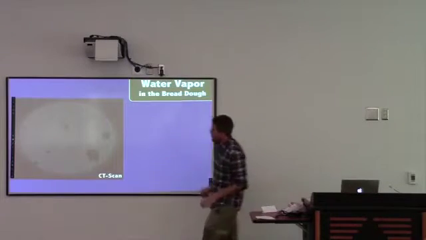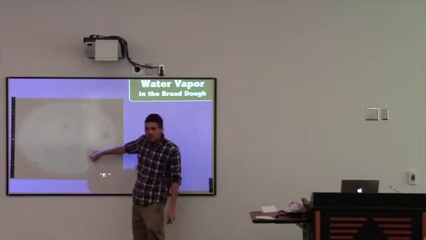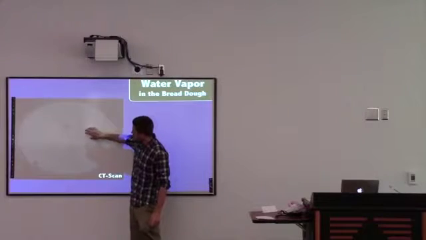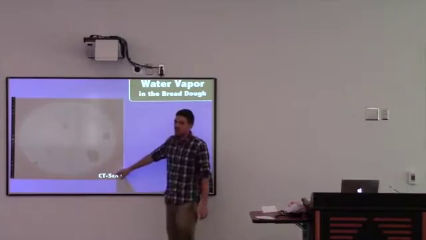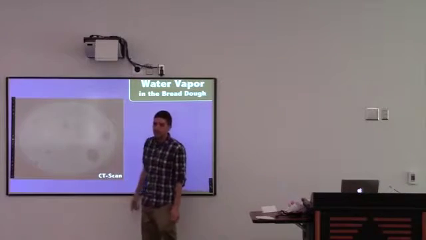So we have another image of the bread dough. Here, the black dots are the pockets in the gluten, and the gray is the gluten itself. This is done using the same technology that you might get at the hospital. This is called a CT scan.